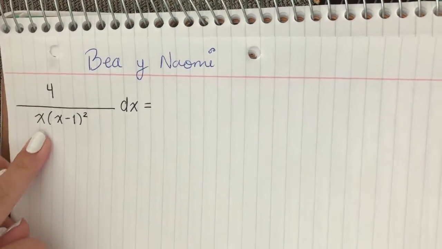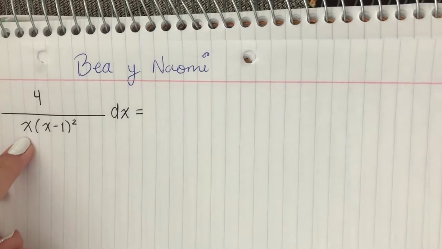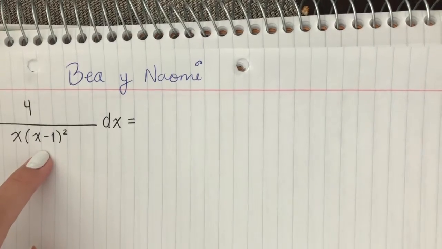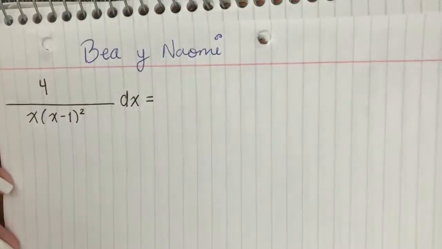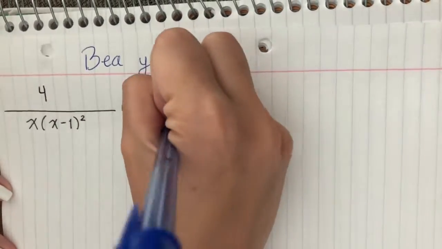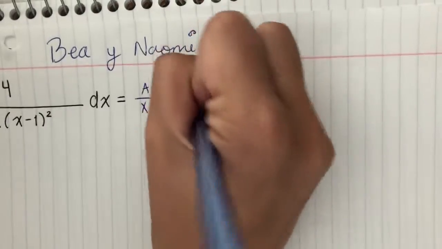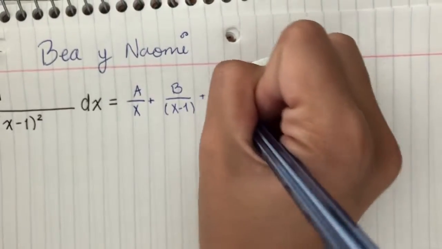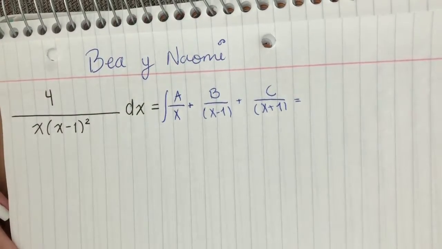In this case, it's very easy because the x is already separated and it's going to be one factor, and here we have a square binomial, and it's very easy because they are the same factor. So now we're going to separate each factor and put it with a letter. We're going to end up with this.